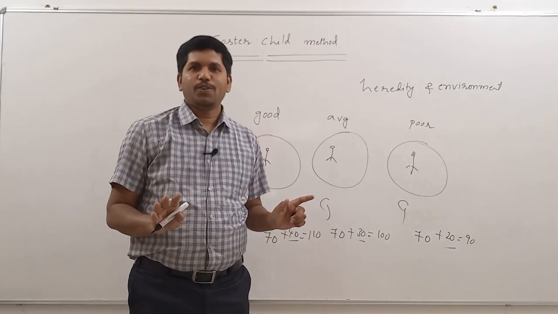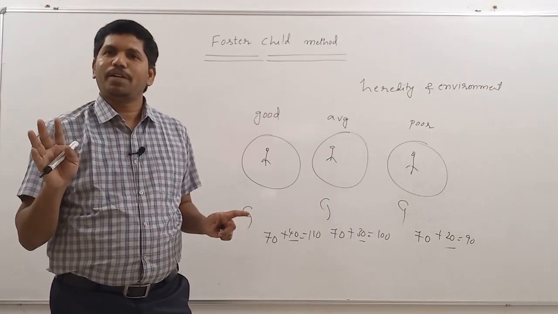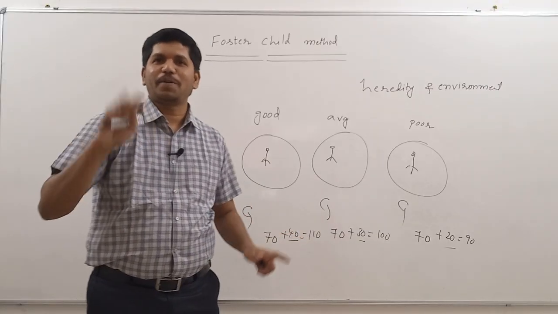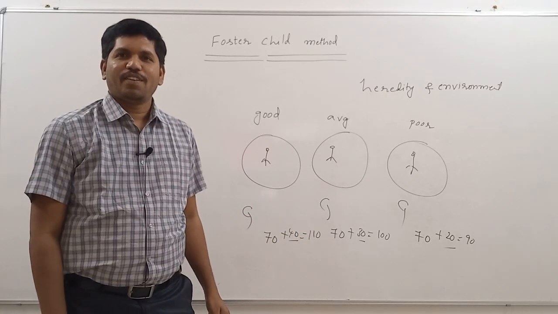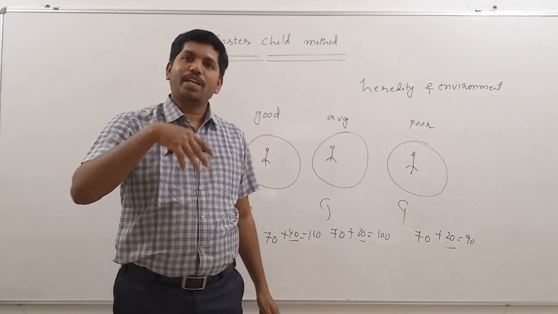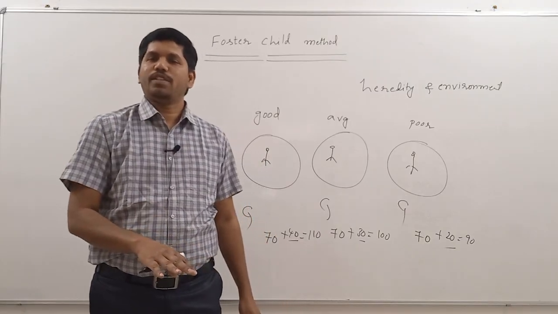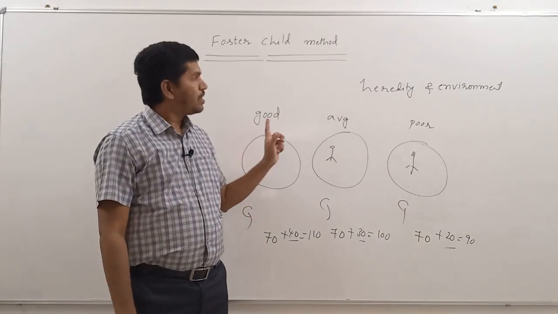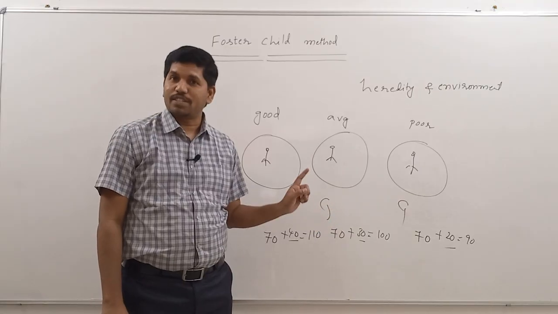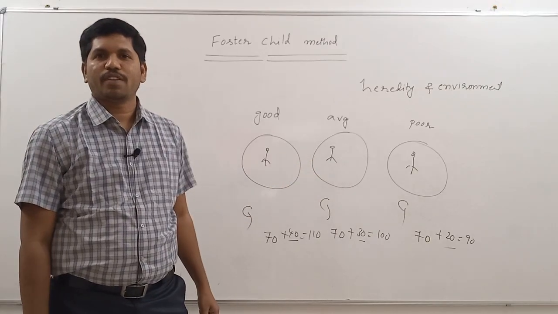Then we can say that environment also has a role in the development of that particular character. At present, we know that both genes and environment have a role. In the beginning, we thought that genes have a role in the development of a particular character. Now, to know whether the environment has a role or not, they devised this method. But it was not free from errors.